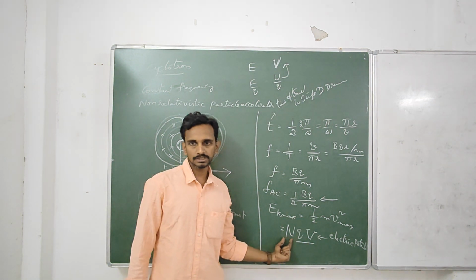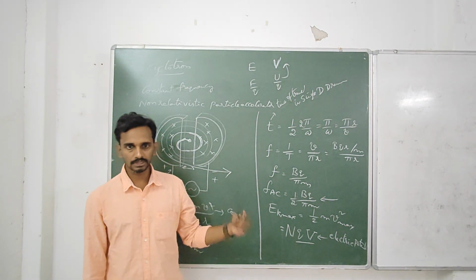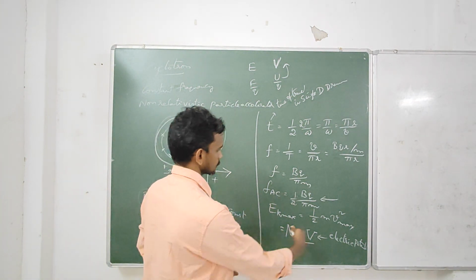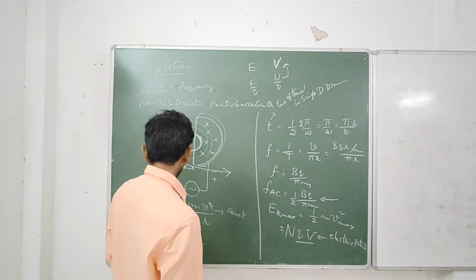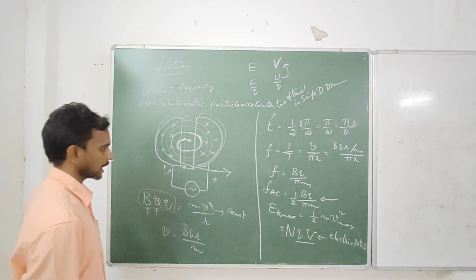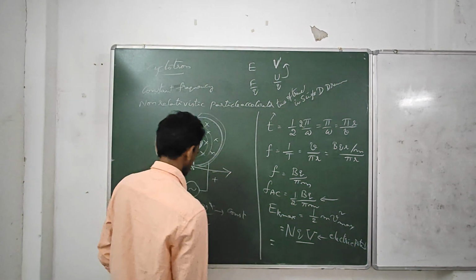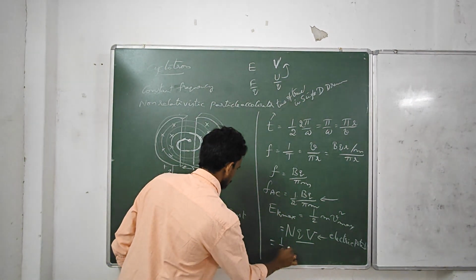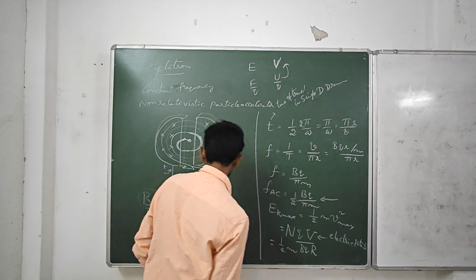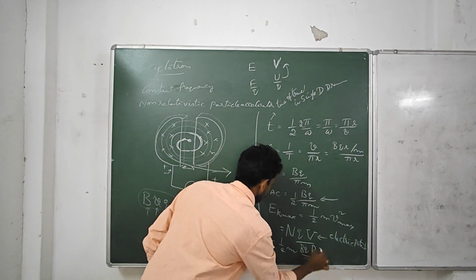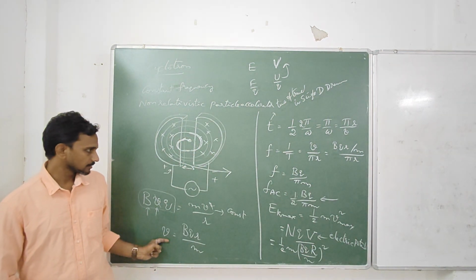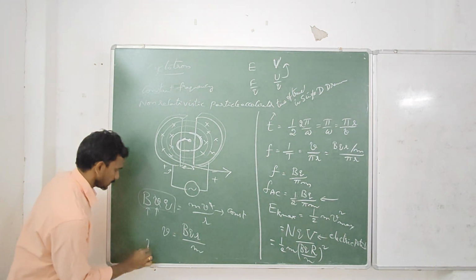and this energy is being supplied n number of times. n is the number of loops. So n times qV is the electrical energy supplied to the charged particle, and in terms of magnetic energy, this can be written as half mv square, half m times (BqR by m) whole square, v square.